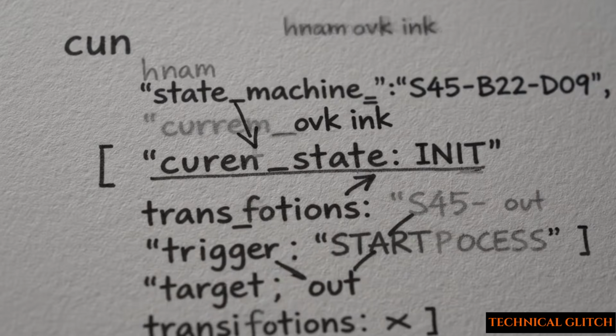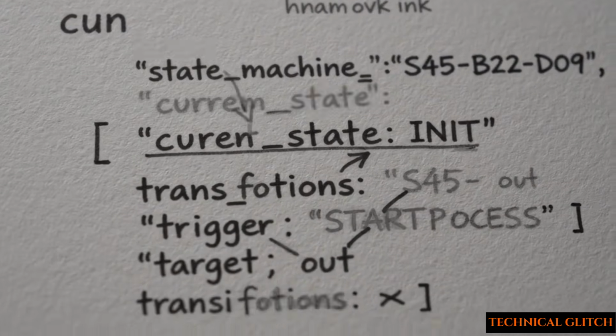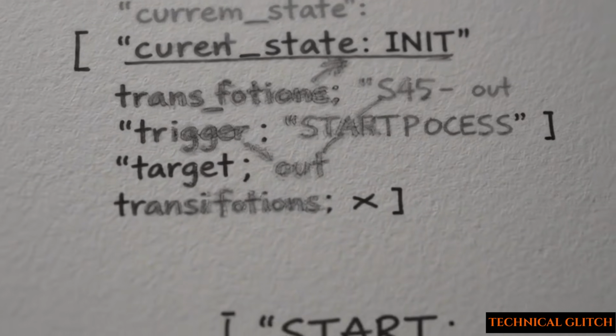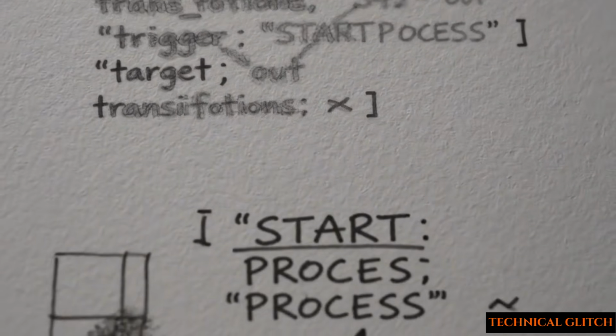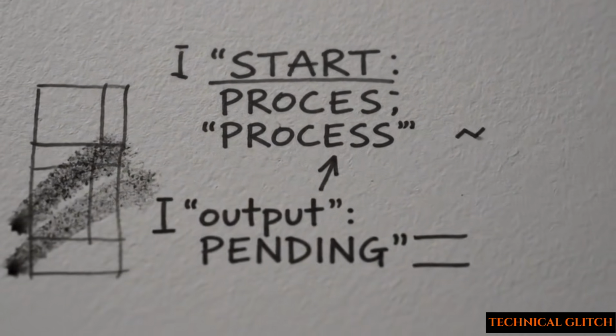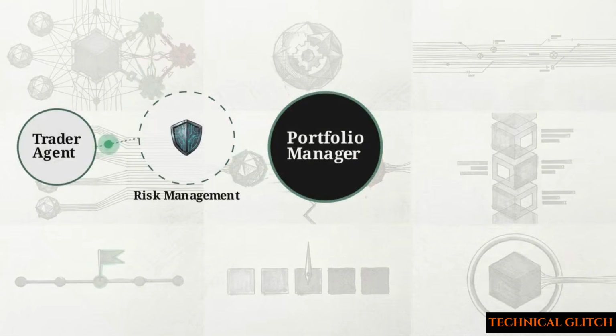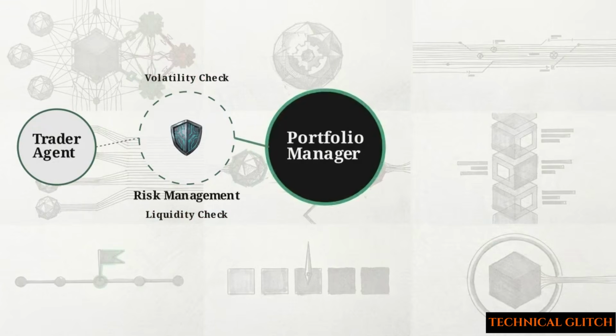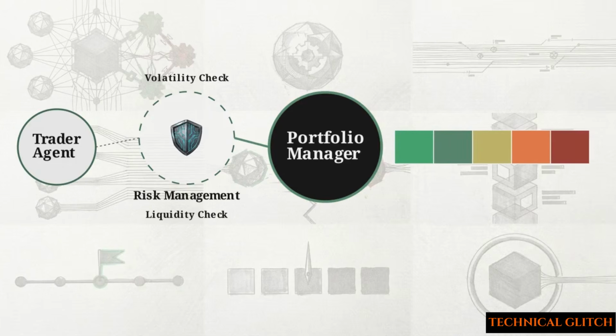Features like stateful checkpointing and structured outputs move the system toward a deterministic state machine, preserving internal logic and ensuring decision outputs remain perfectly consistent. Before execution, a risk management node evaluates the proposed transaction against volatility and liquidity. It hands off to the final portfolio manager agent, holding ultimate authority to approve or reject. The final output is a standardized 5-tier rating: buy, overweight, hold, underweight, or sell.